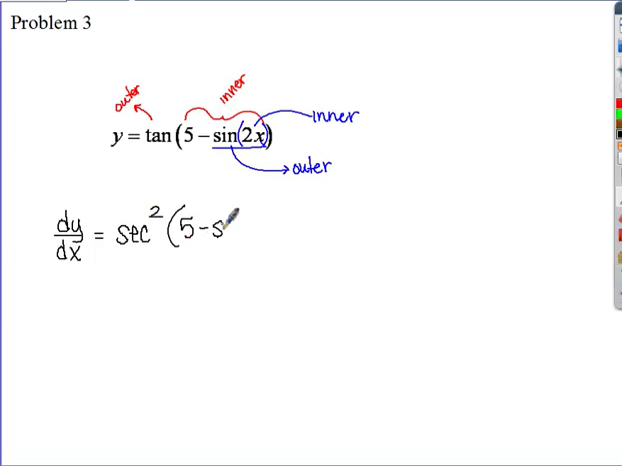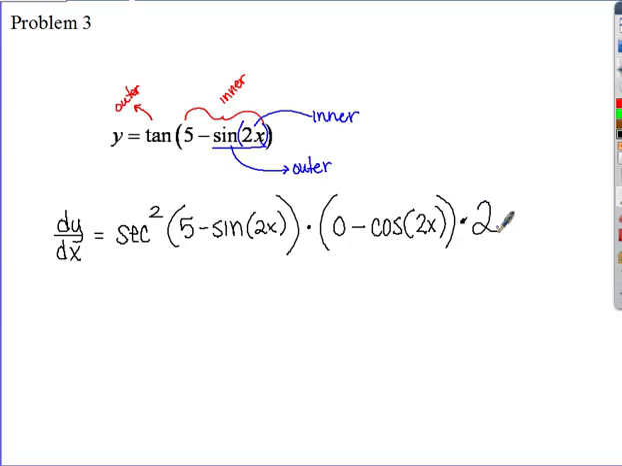Leave the inside alone. Times the derivative of the inside. So now the inside: 0 minus the derivative of sine now. Now we do the outer, leave the inner alone. So the derivative of sine is cosine. Leave the inside alone, but again, times the derivative of the inner. Times the derivative of 2x is times 2.